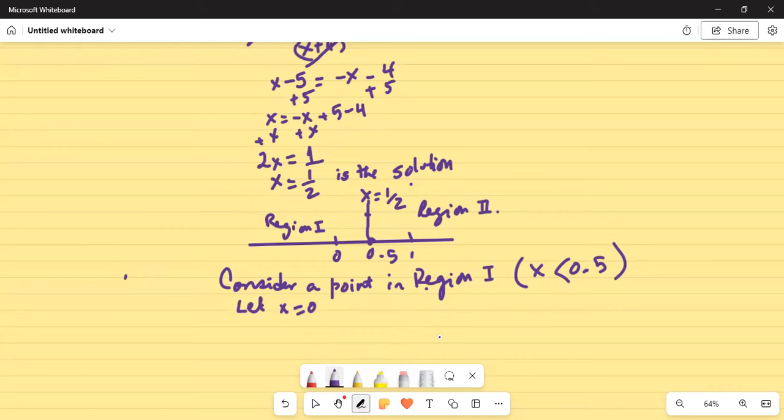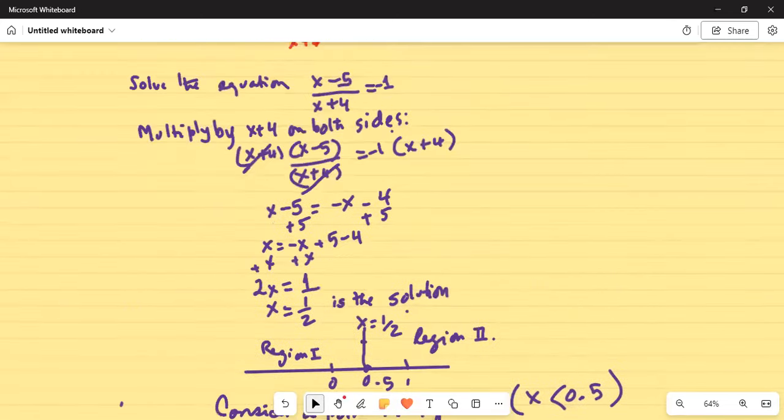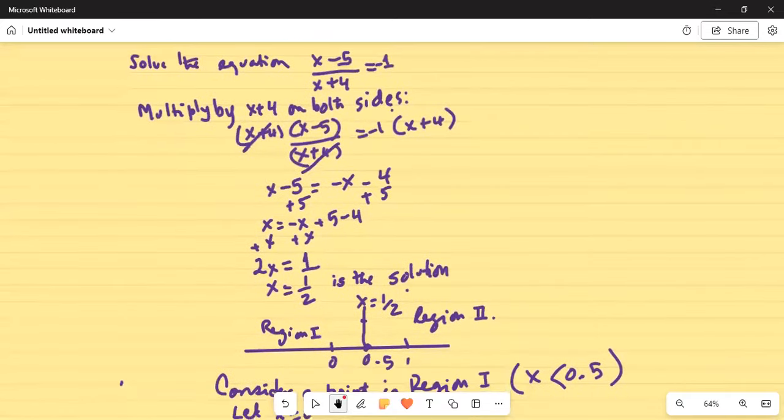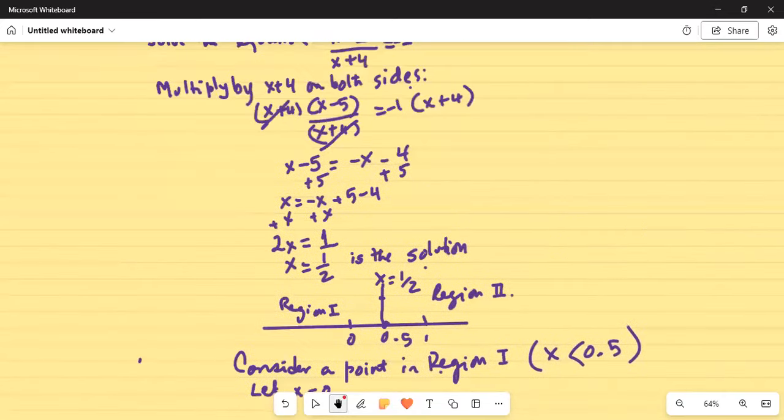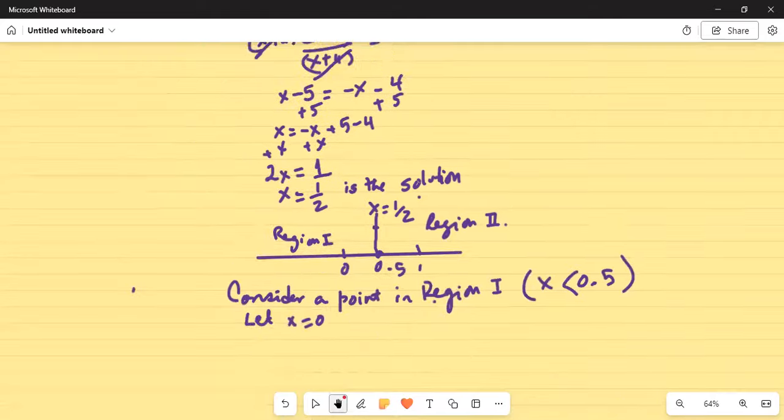Remember my inequality? So let me share with you the inequality again. (x - 5)/(x + 4) is less than or equal to minus 1.